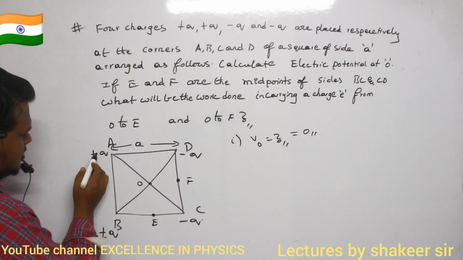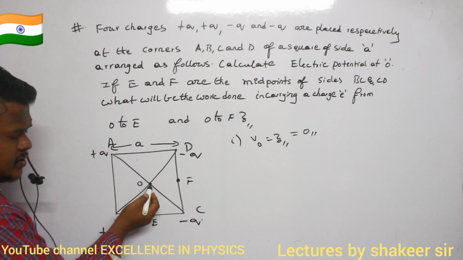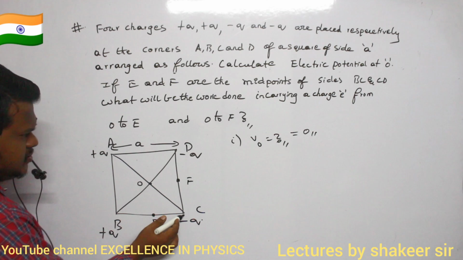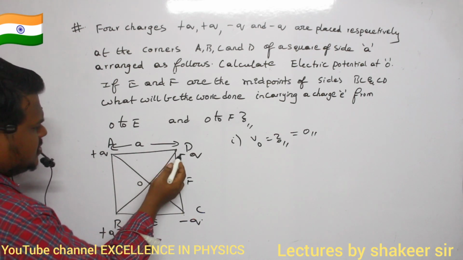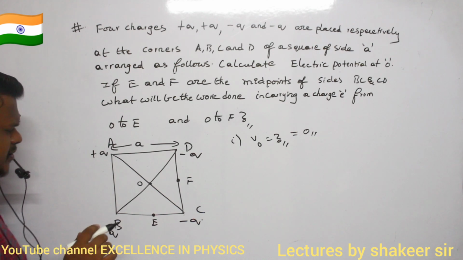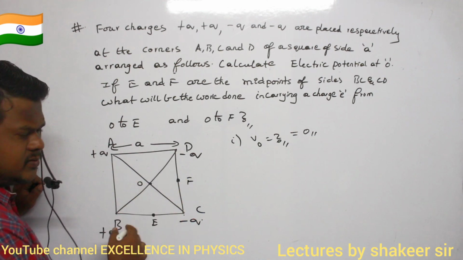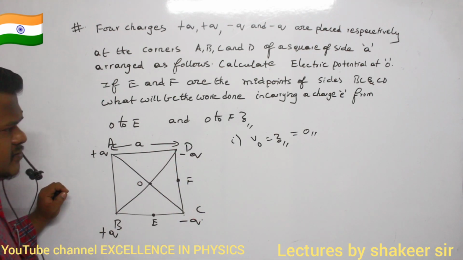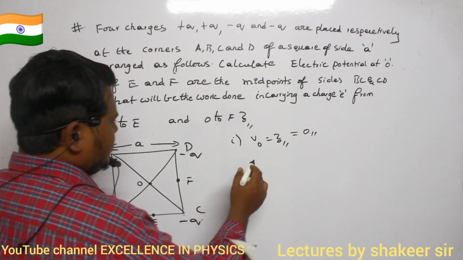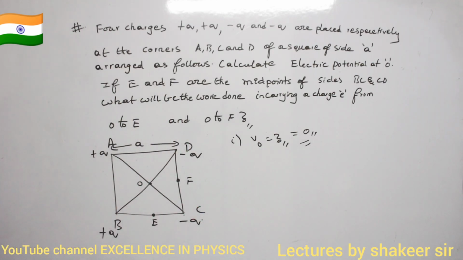Because this plus q and minus q, they are at equal distance from this point O, no? So potential due to plus q and minus q will get cancelled. Or I can say potential due to this plus q and this minus q also will get cancelled. Clear, no? Similarly, potential due to these two or these two also will get cancelled, no? So total potential at point O will be 0. So that is our answer for first question. So therefore, electric potential at point O is how much? It is going to be 0. Are you able to understand?